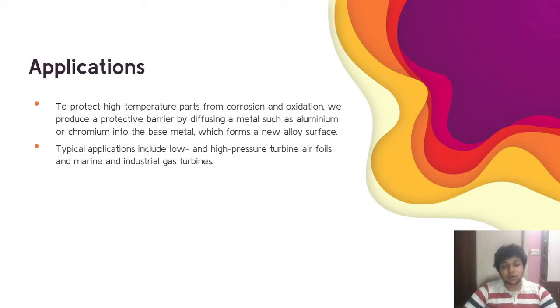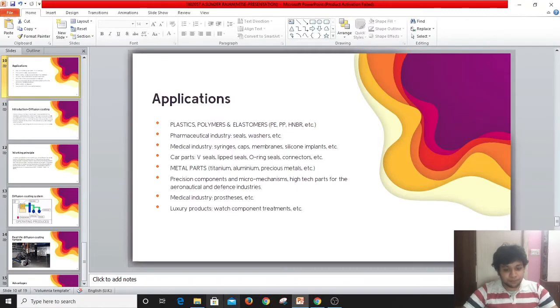The diffusion coating process is widely applied to protect high temperature parts from corrosion and oxidation. So we produce a protective barrier by diffusing a metal such as aluminum or chromium into the base metal, which forms a new alloy surface. So by using this process, we just coat the metal and make it resistant to heat, corrosion, abrasion, etc. And the typical applications include low and high pressure turbine foils and marine and industrial gas turbines. So these are the applications of the diffusion coating process. So now let's see a video related to this process.